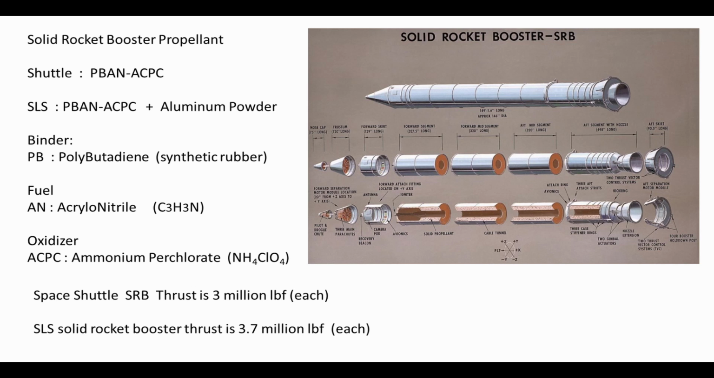This PBAN fuel is mixed with the ammonium perchlorate oxidizer as a liquid that is poured into the rocket booster casings and allowed to solidify. For the SLS boosters, powdered aluminum is added to the PBAN APCP to give the SLS booster 25% more thrust. Each solid rocket booster provides 3 million pounds of thrust. For the SLS, each solid rocket booster's thrust is increased to 3.7 million pounds of thrust.